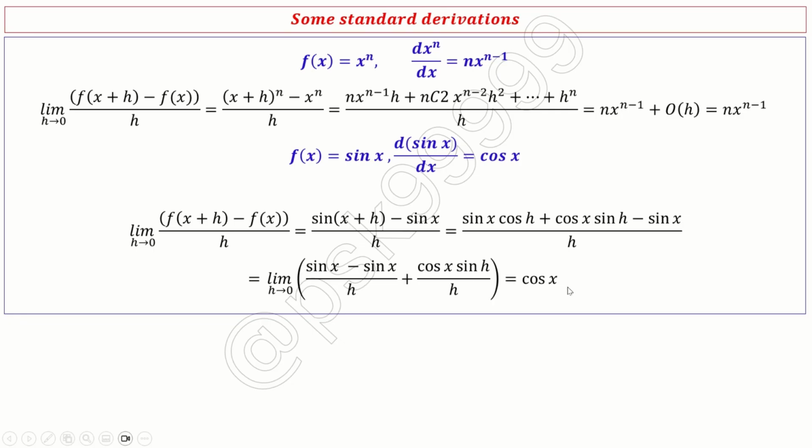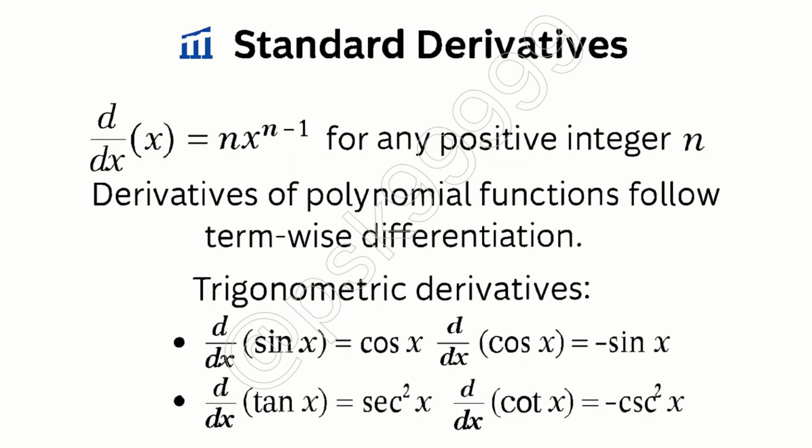Okay, so this is how you basically derive the differentiation of each one from the standard first principle. Let's see some more standard derivatives, and then we'll get into exercises where we will be doing more practice of these things. The first one we know already, d by dx of x to the power of n is n into x to the power of n minus 1 for any positive integer n, and the derivatives of polynomial functions follow term-wise differentiation. Okay, means I can differentiate each term in the polynomial.